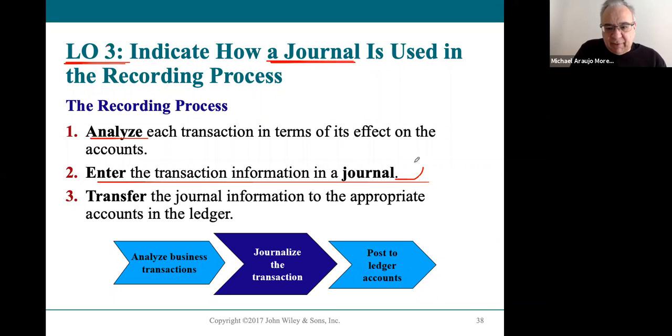All right, so we're going to be focused on the journal and Learning Objective 3. The numbers travel from that journal to the general ledger, which we'll talk about next class. But today, all about the journal.